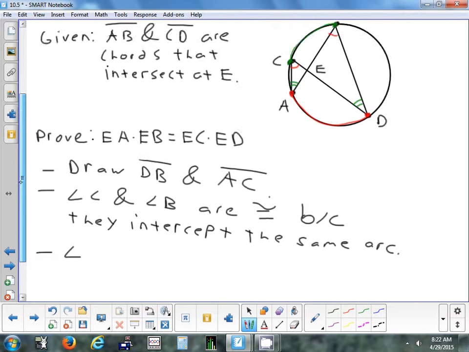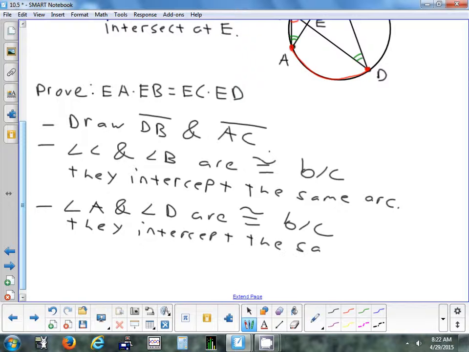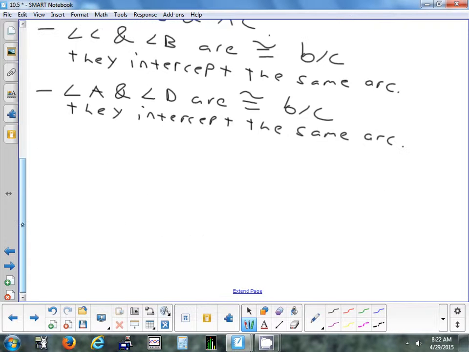So what did we just say? Angle A and angle D, because they intercept the same arc. Any questions on that? Okay, so now we're going to write by angle-angle similarity.